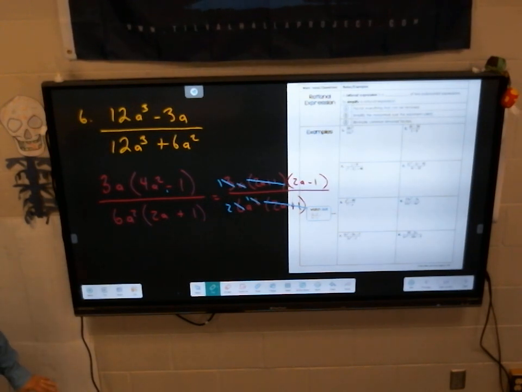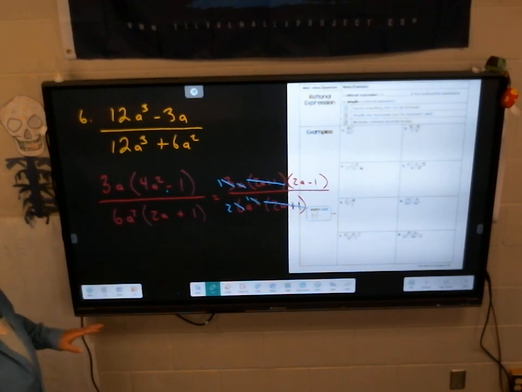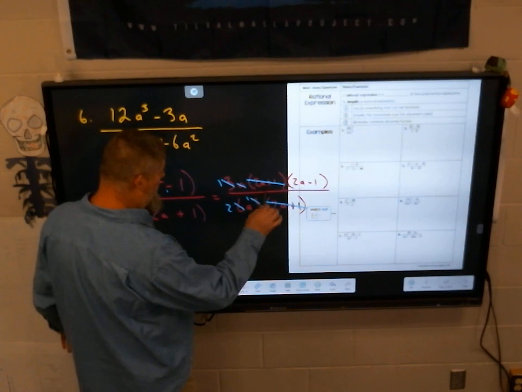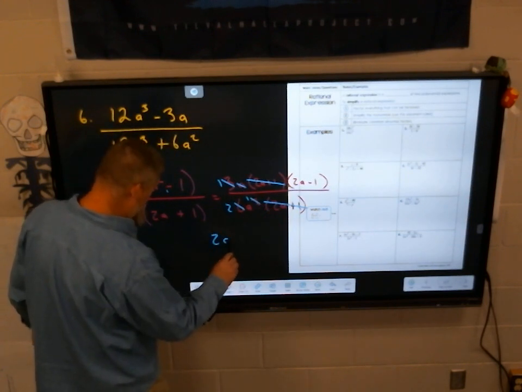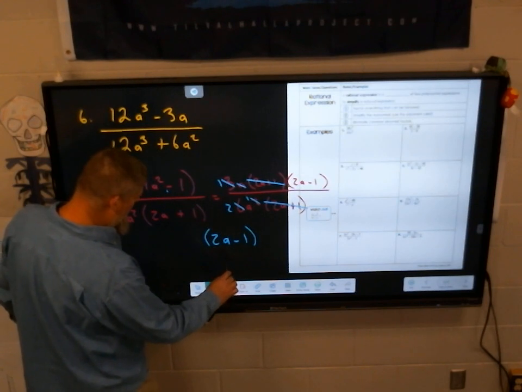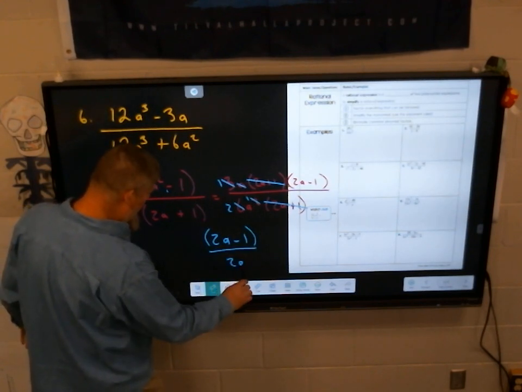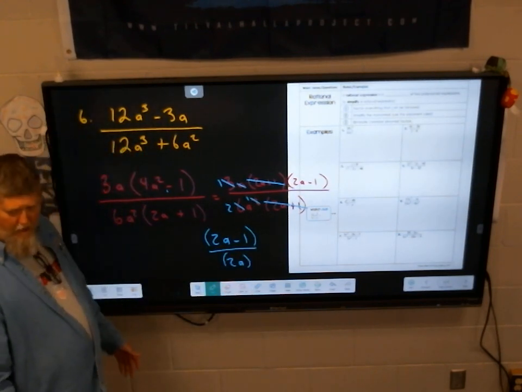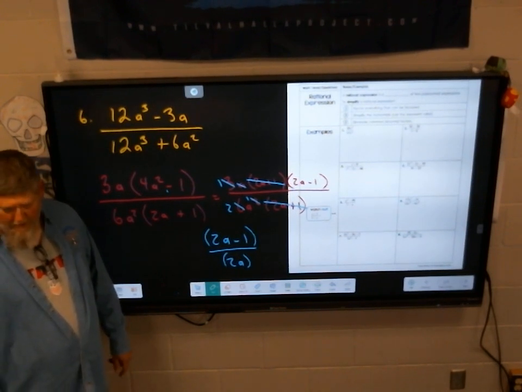Alright, what happens next? Rewrite it. Nothing else to factor, right? Nothing else to cancel. So on top, I'm just left with 2A minus 1. On bottom, I'm left with 2A.